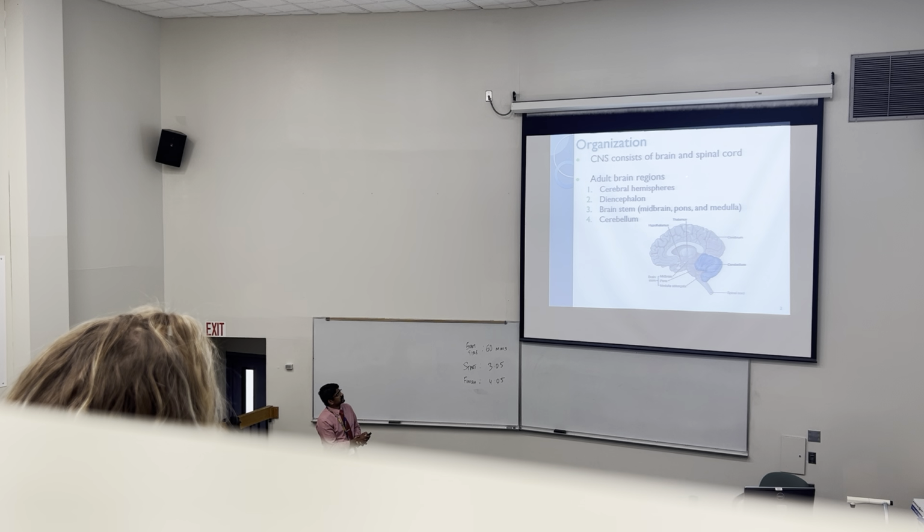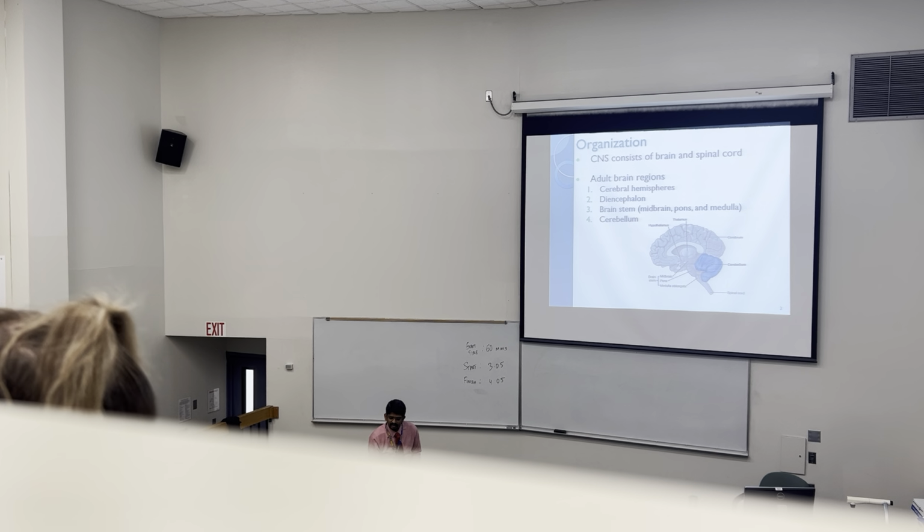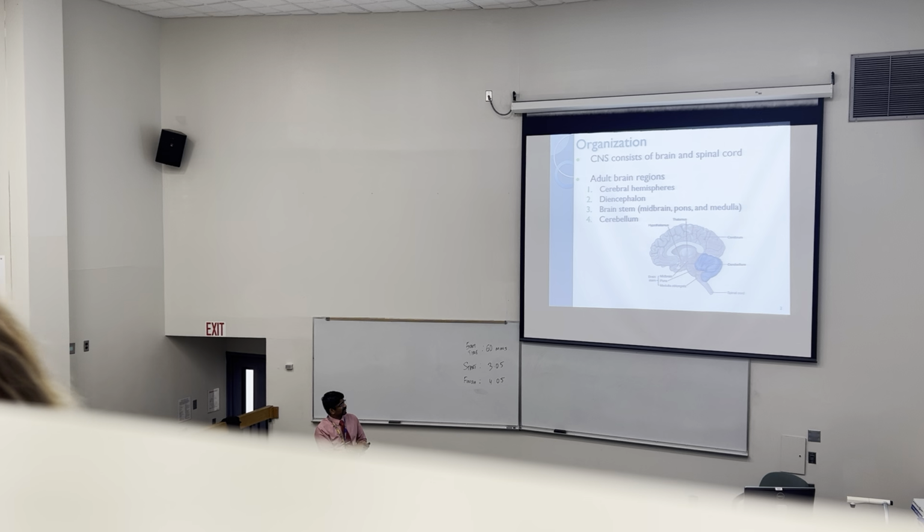Okay? So the cerebral hemispheres are the larger portion of our brain. It's also called the cerebrum. And then we have the diencephalon in the middle, within the cerebrum itself, and then the brainstem that's lower down, kind of like the stem of a tree. And then the cerebellum is like a little smaller brain.